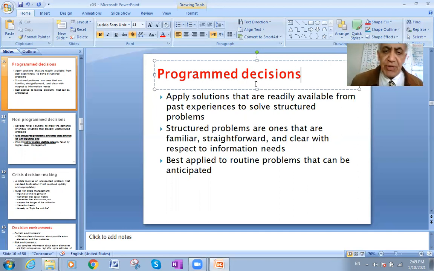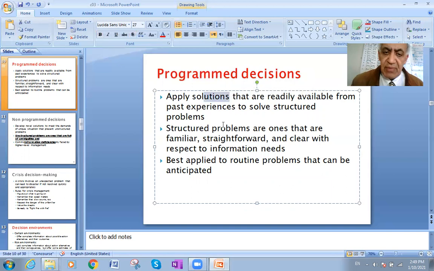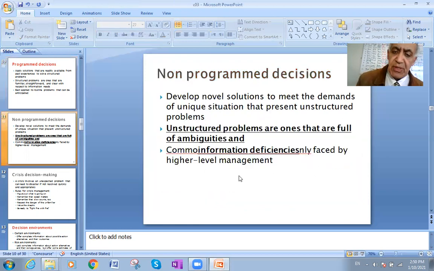Here the solution is readily available. We have an available solution for it already. We experienced it before, it's not new for us. It's for structured problems, which we know, like brushing your teeth or going to your college. These are things you are familiar with and do every day. It's straightforward. You did it a lot of times, and you know how to deal with these kinds of decisions. Best applied to routine problems.